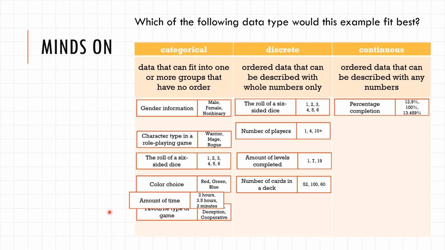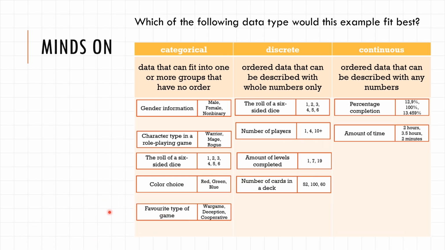This would be continuous data, for the very fact that you could have half of a unit, half an hour, even half a minute. You can divide that into decimals, and therefore this would be continuous data. All right, let's take a look at this data.